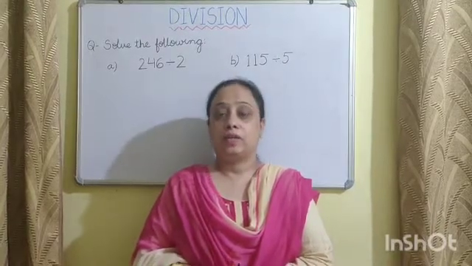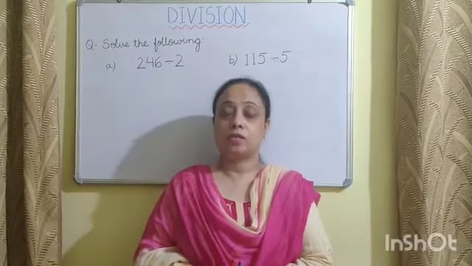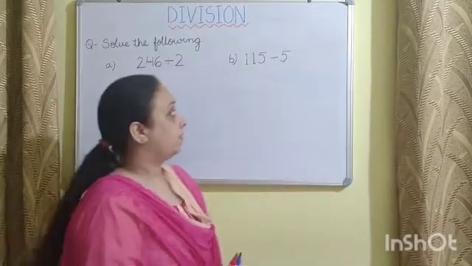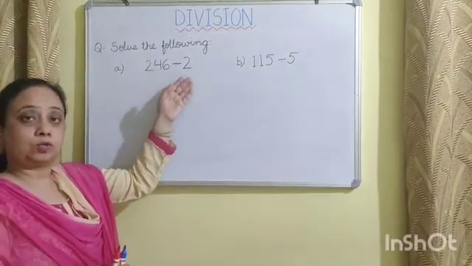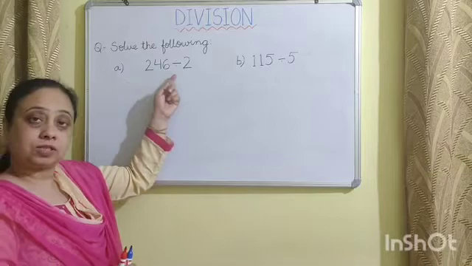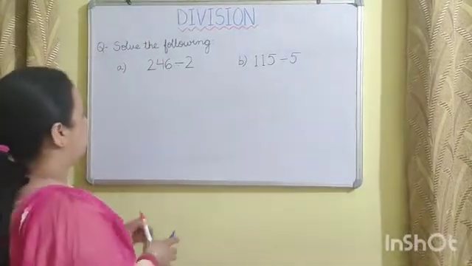Today we are going to do division of 3-digit numbers and 4-digit numbers. First we will divide 246 by 2. 246 is a 3-digit number and we will divide it by a 1-digit number.